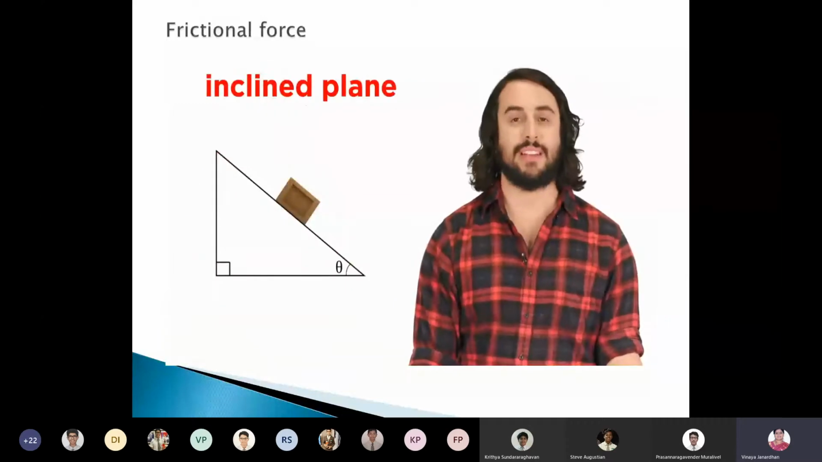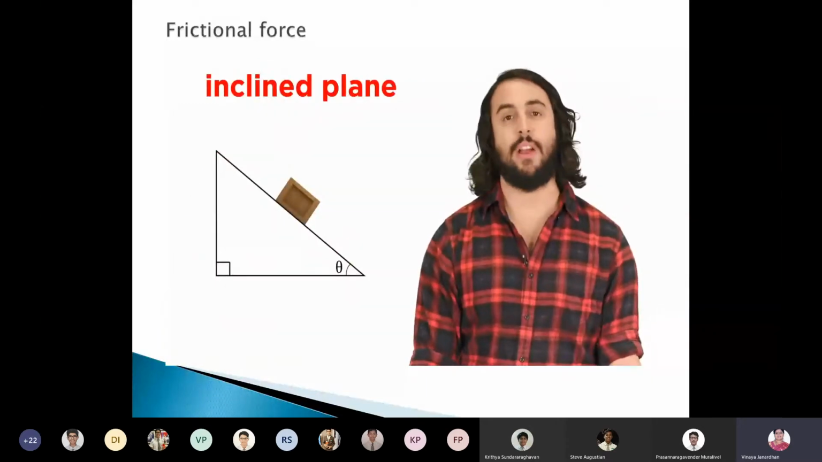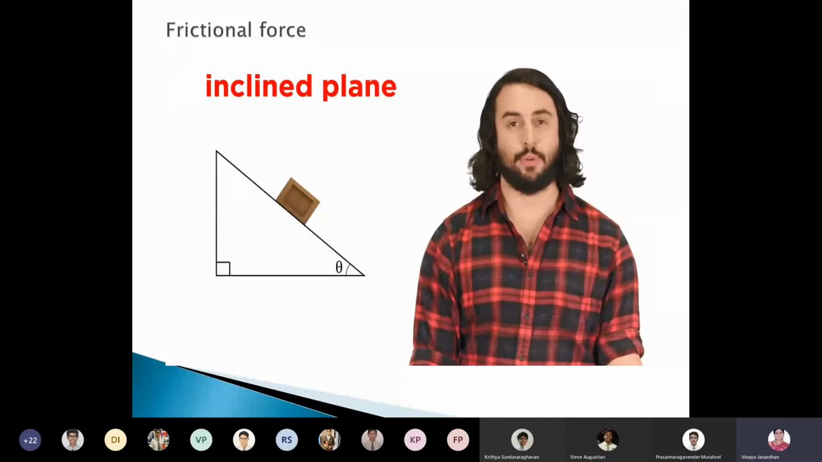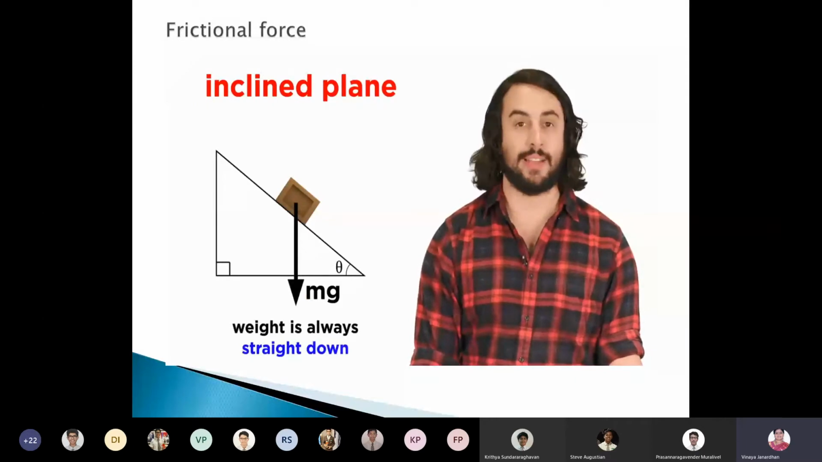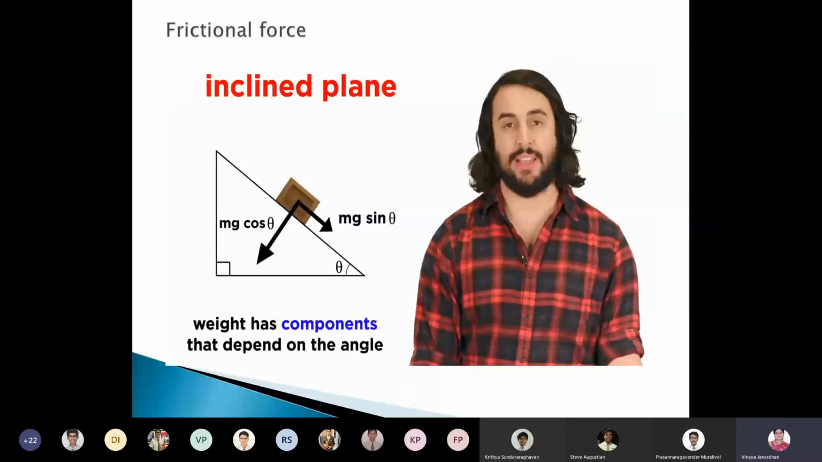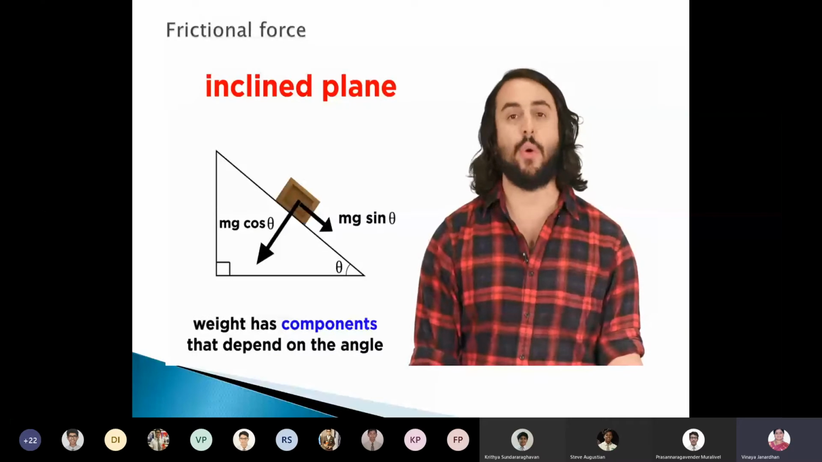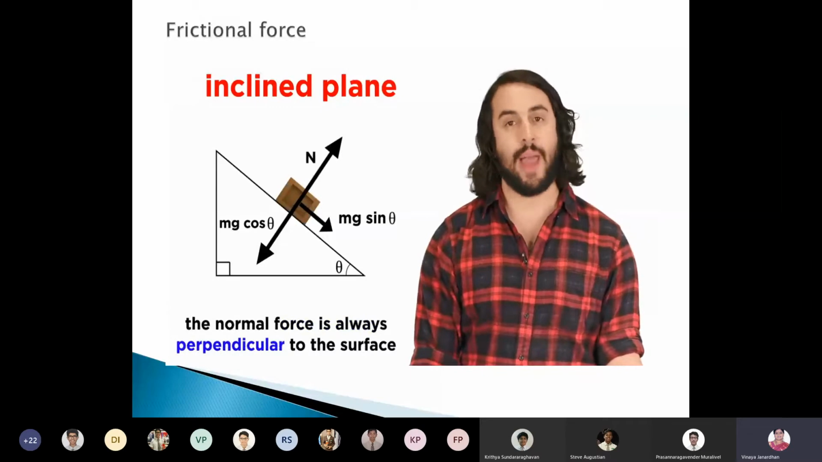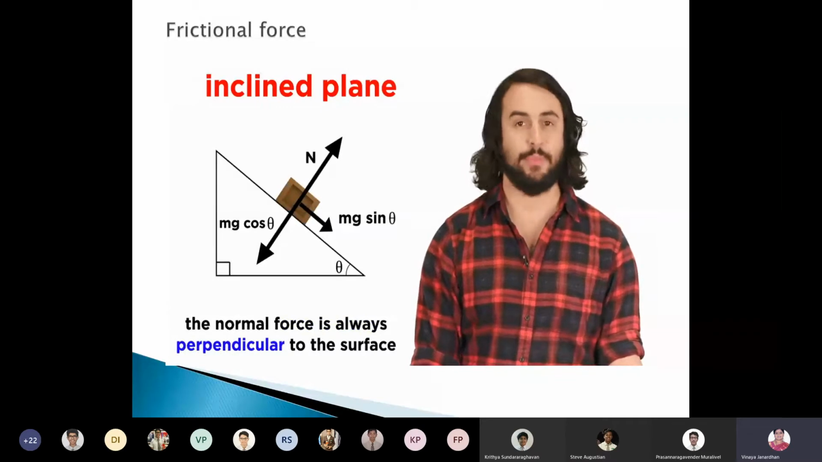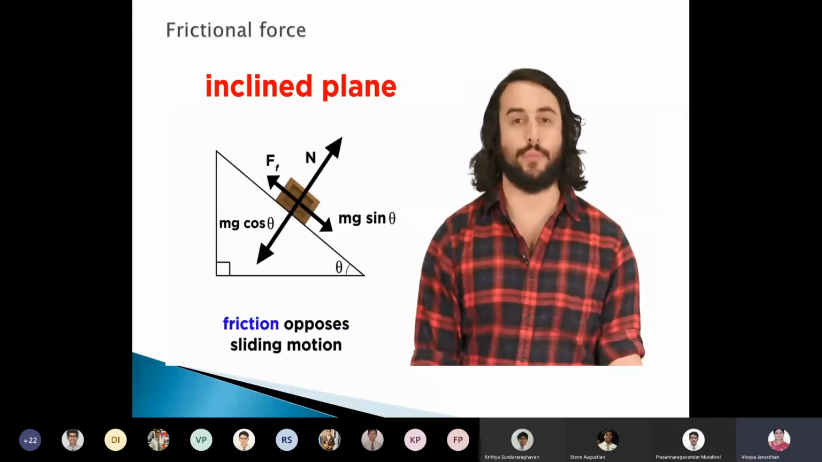A common example is the inclined plane. In this scenario, we can examine a block sliding down a ramp. Gravity, represented by mg, will pull straight down, and this vector can be divided into components that are perpendicular and parallel to the incline. Those will be mg cosine theta and mg sine theta. The force opposite the perpendicular component will be the normal force, equal in magnitude and opposite in direction. We can then include a vector for the force of friction, which opposes the other component of gravity.